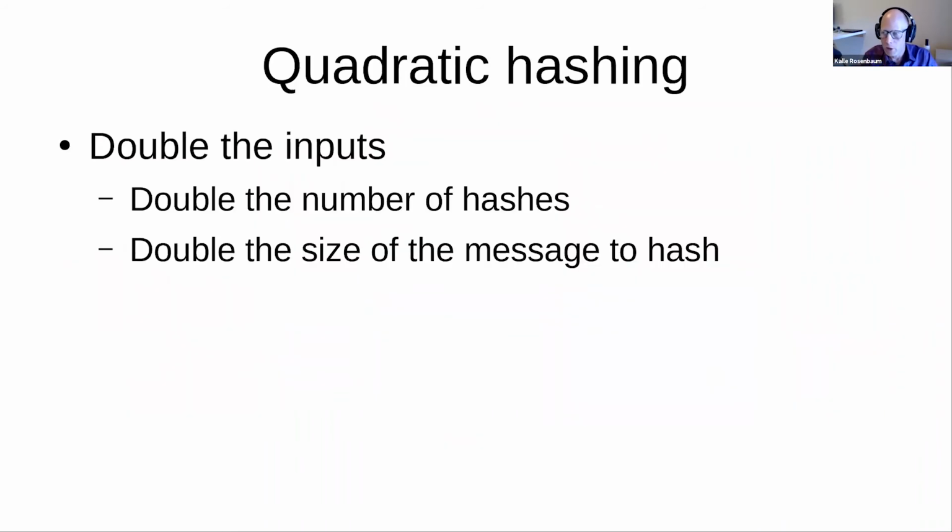And let's talk now a little bit about quadratic hashing again. We have only mentioned the problem. We haven't mentioned the solution yet. As you recall, if you double the number of inputs of a transaction, you also double the number of hashes you need to do, and you also double the size of the message to hash, which makes it an O(n squared) algorithm. And you want to reduce that to O(n) only.